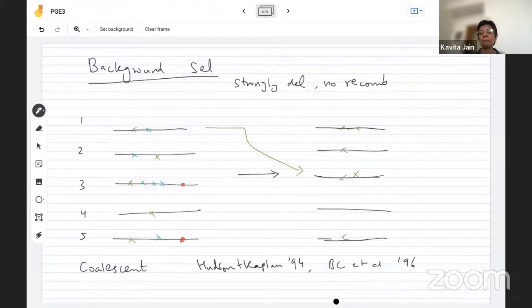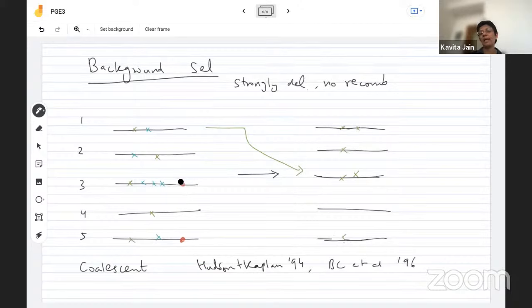Go ahead, Bhavya. Bhavya, your voice is breaking. Can you repeat? Hello, can you hear? Yeah. I read mutant background. Possible that in one background it stays, in the other the background selection happens and it gets swept. That these red ones could sweep?